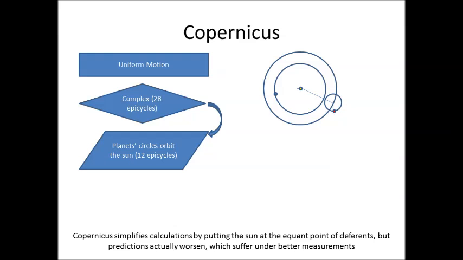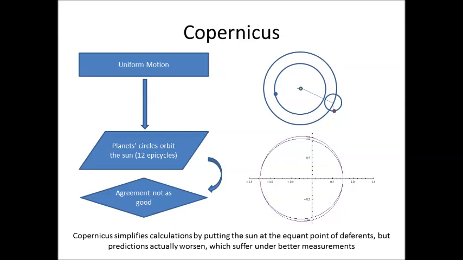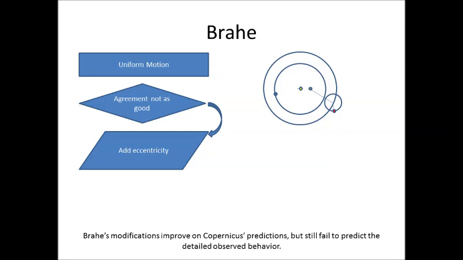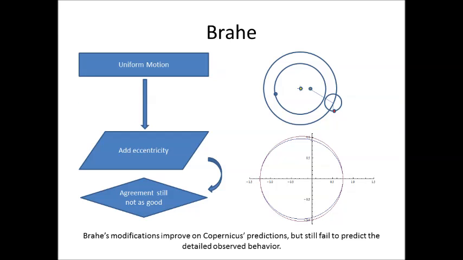Copernicus is driven by the sheer complexity of the model to propose a sun-centered simplification. But Copernicus' model gives poorer results than Ptolemy's. Efforts are made to improve Copernicus' model, but these efforts fail to deliver the desired results.